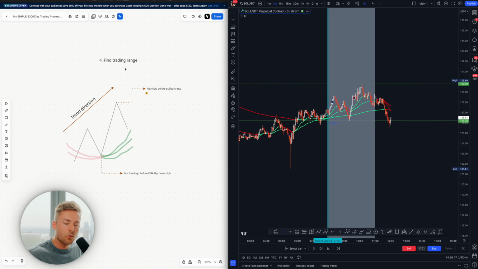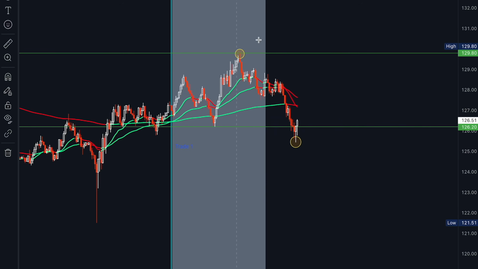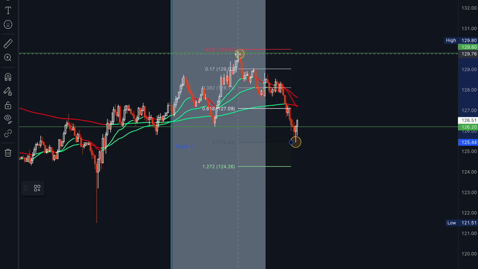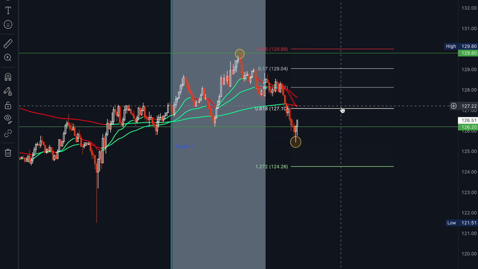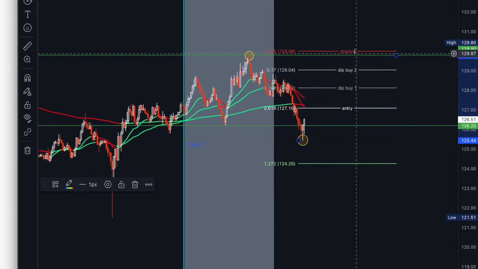Okay, so now step 4 is going to be finding our trading range. Just like we found the high and low right here, that means we're going to be choosing this high point right here and this lowest point before we have a turnaround in the market. And this time, considering the market's moving down, I'm actually going to click from this first low point right here and drag all the way up to this highest point right here. You'll see this is going to give me all of my levels: entry, dip by 1, dip by 2, and our stop loss value.